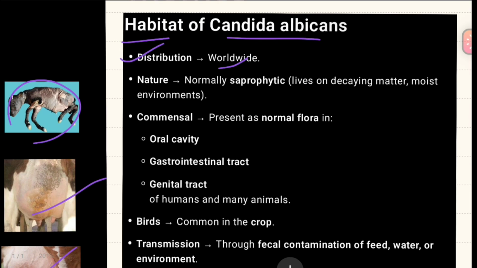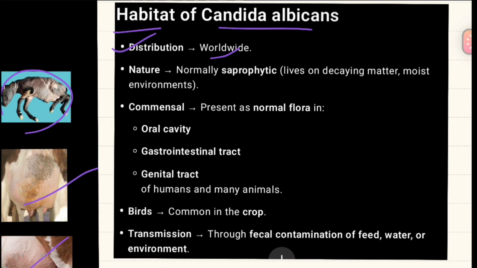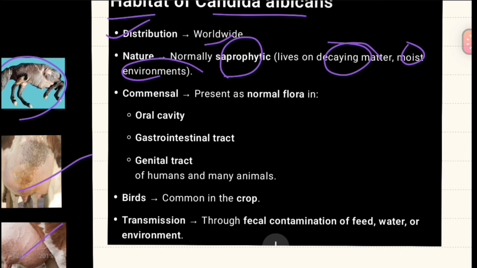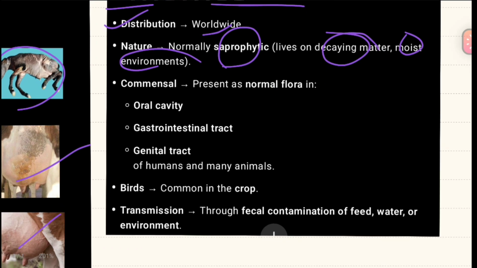So the distribution is worldwide. Basically, these Candida albicans are saprophytic in nature, which means they live on decaying matter and in moist environments. And usually they are present in the human host only as a commensal. The commensal is nothing but they are normally present in humans or any other hosts. Whenever there is severe suppression of the immunity of the host, they get a trigger point and start to invade, and the infection will be carried on.